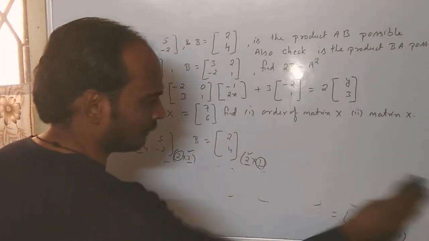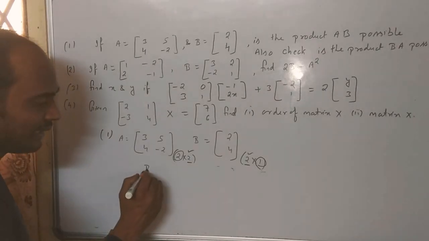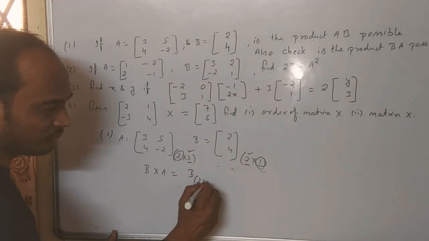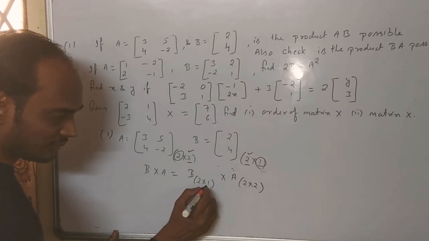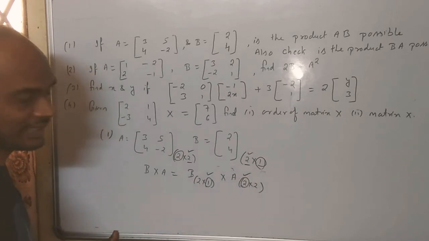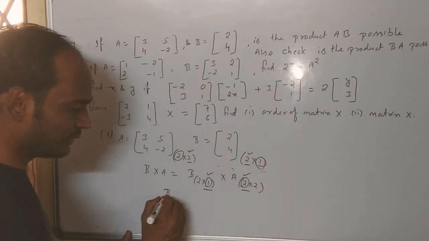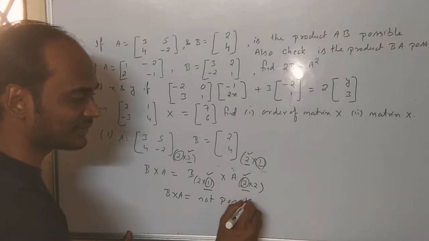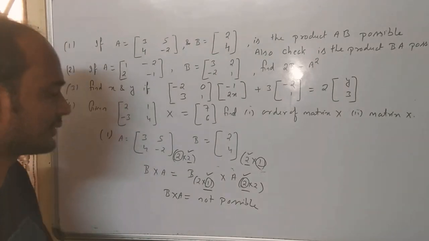Now we need to check whether B into A is possible or not. See, A into B and B into A are two different things. B into A means matrix B is the first one having order 2 by 1 and matrix A is the second one having order 2 by 2. So we need to check whether the number of columns of the first matrix and the number of rows of the second matrix are the same or not. Here this is 1, this is 2. So the product B into A is not possible, because that condition is not satisfied. The number of columns of the first matrix is not equal to the number of rows of the second matrix. So here it is not possible.